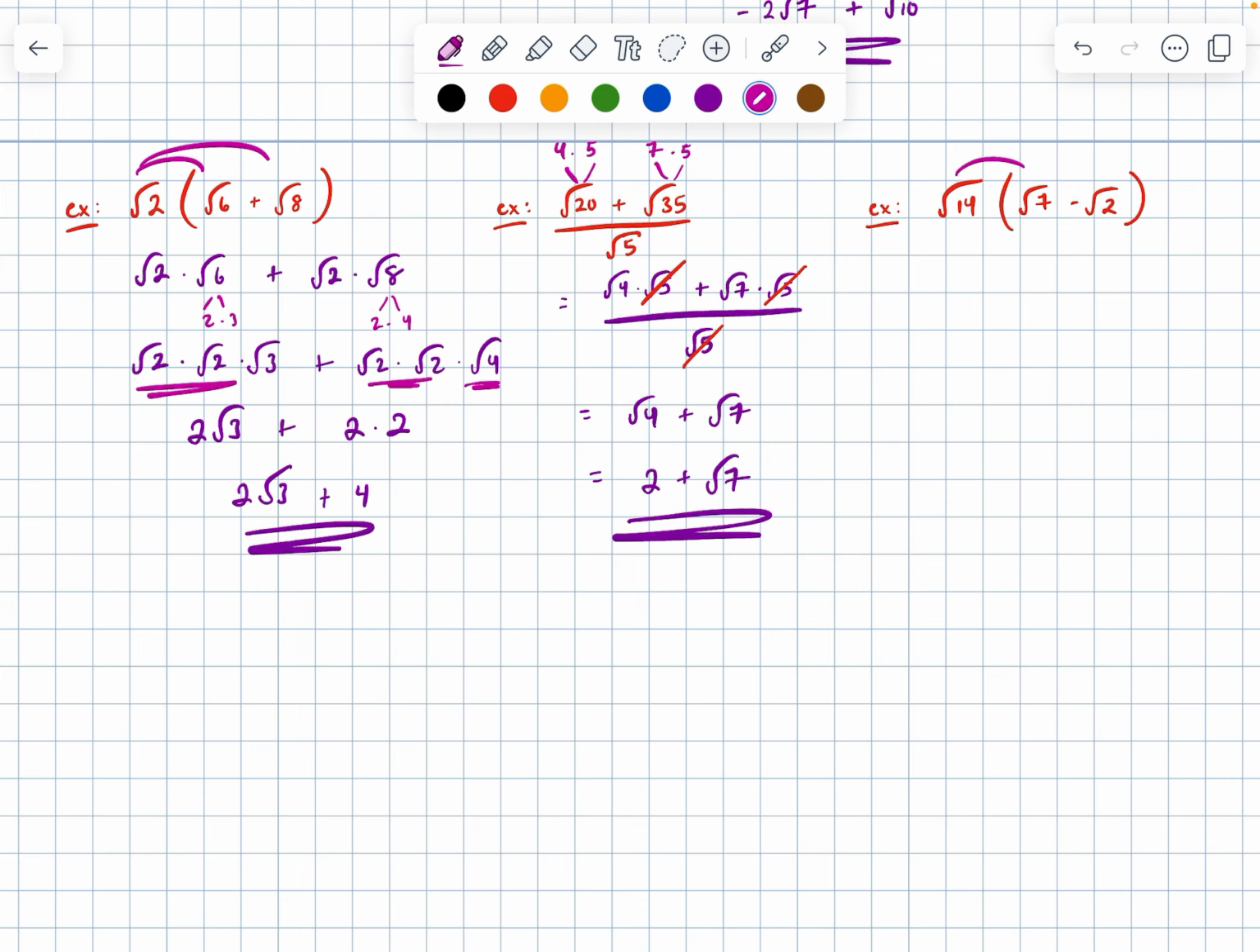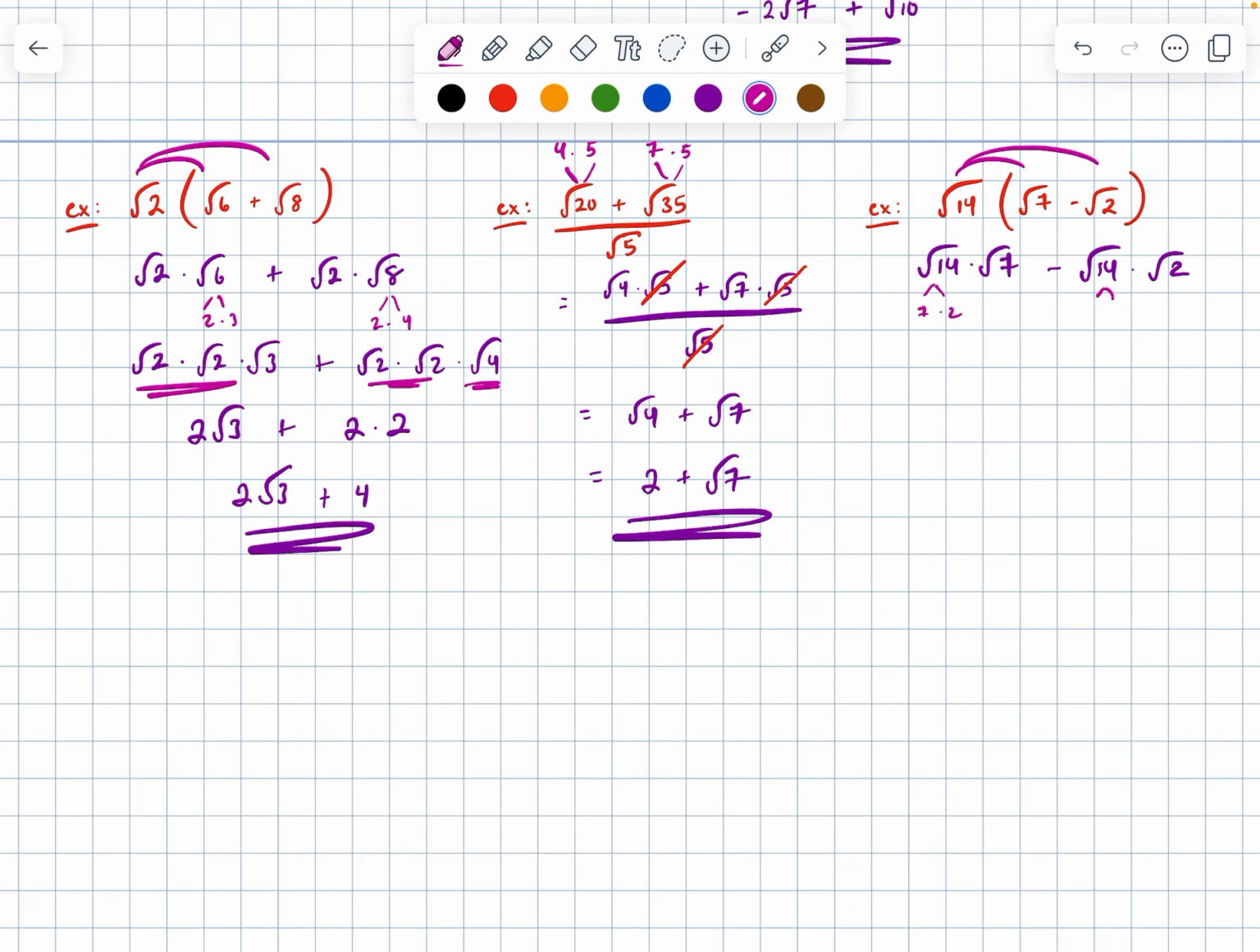And last but not least, before we're free, I've got the square root of 14. I'm going to distribute it to the square root of 7 minus the square root of 2. Well, the square root of 14, I know this would be the square root of 14 times the square root of 7. And then the square root of 14 times the square root of 2.